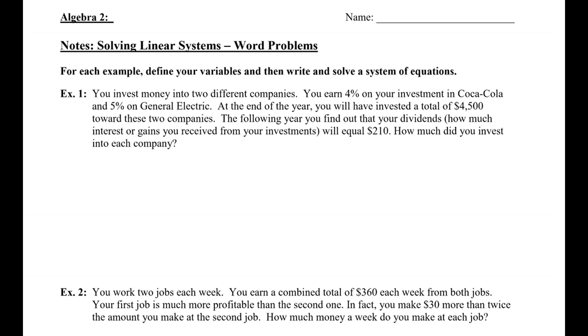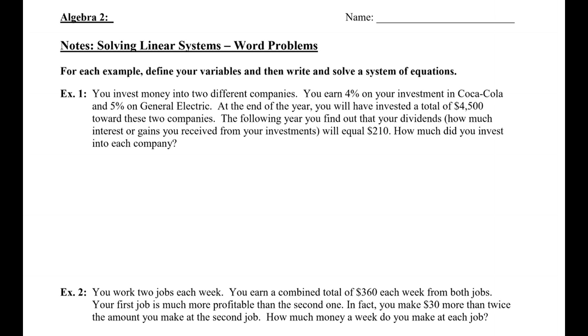Problem 1 says you invest money into 2 different electrical companies. You earn 4% on your investment in Coca-Cola and 5% on General Electric. At the end of the year, you will have invested a total of $4,500 towards these 2 companies. The following year, you will find out that your dividends, which is how much interest you gain or receive, will equal $210. How much did you invest into each company?